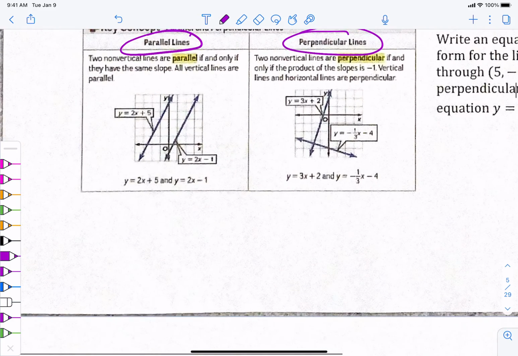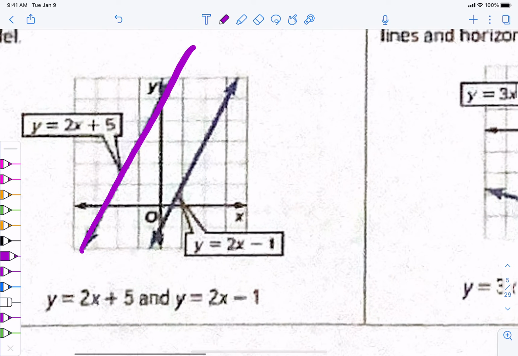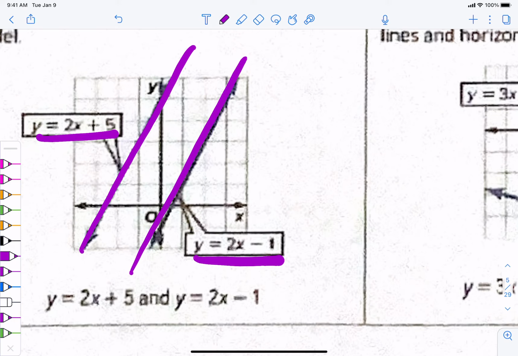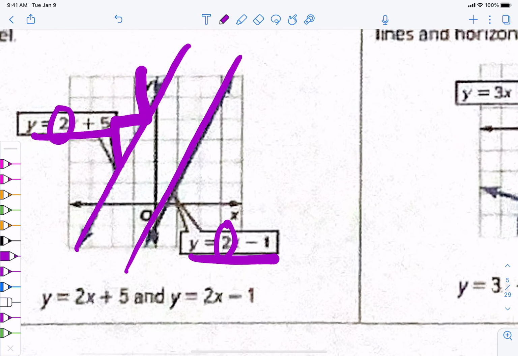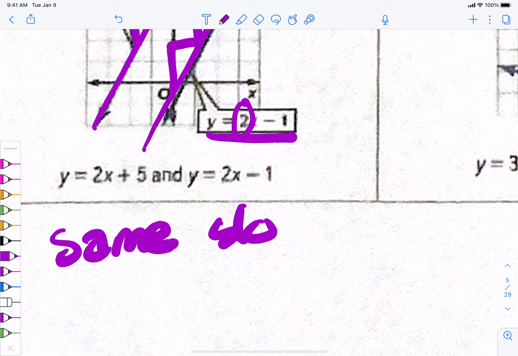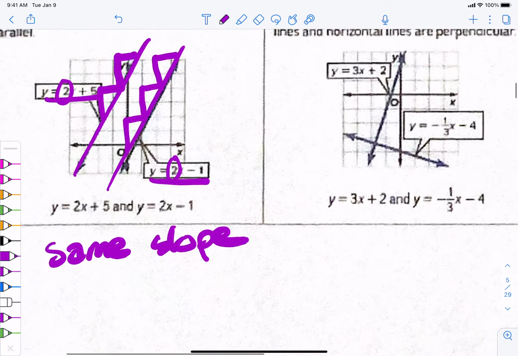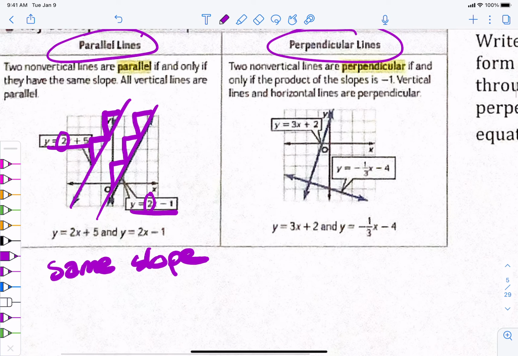Okay, parallel lines versus perpendicular lines. Do you know what parallel lines look like? Straight up and down, these two guys right here. Looking at these two equations, what do you notice about parallel lines? They both have the same slope, right? If this guy's going up 2 over 1, this guy better do that also, otherwise they're going to run into each other, and we already said that they're parallel. So they have to have the same slope.